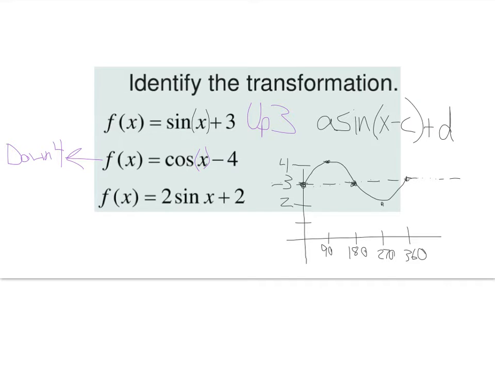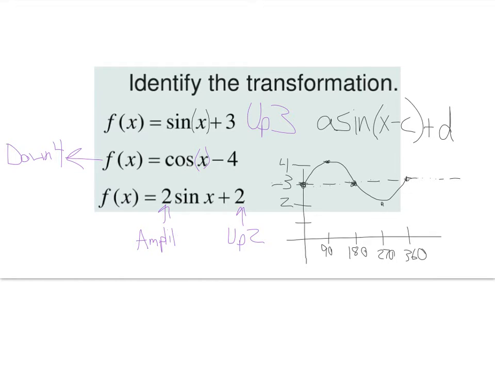Okay. Alright, and then we have our last one here. We see 2 different things going on here, okay? So someone give me one of those things. What's happening to our parent function? It's going to shift up 2. Very good. This tells us we're going to go up 2. And then what does the other 2 tell us? The amplitude? That's right. It tells us the amplitude. The amplitude is 2.